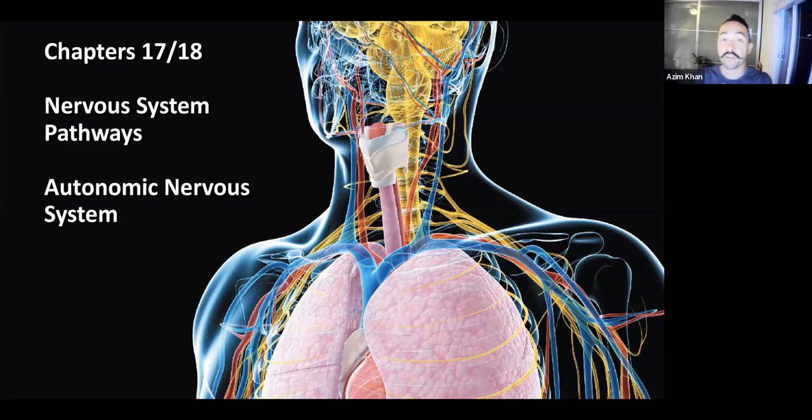We're talking about nervous system pathways. So we're still here in the nervous system. This is a big unit. We're talking about and emphasizing pathways that neurons take to send information to the brain or away from the brain if we're sensing something or if we're controlling something, respectively. We'll also be talking about the autonomic nervous system. That'll be in the next video. That's chapter 18.